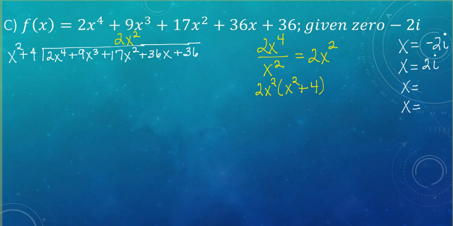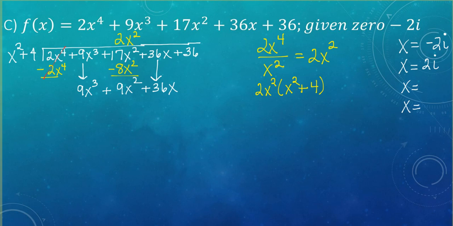When I take 2x squared and multiply it by x squared plus 4, I get 2x to the fourth plus 8x squared. Notice that I'm putting that under 17x squared. And then we're going to subtract, so both of these get a sign change. This is canceling out, and we have 9x cubed plus 9x squared. And I usually bring down one more, plus 36x.